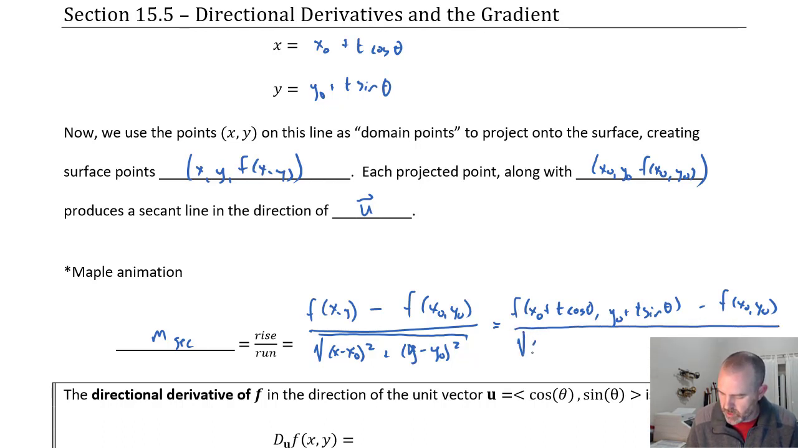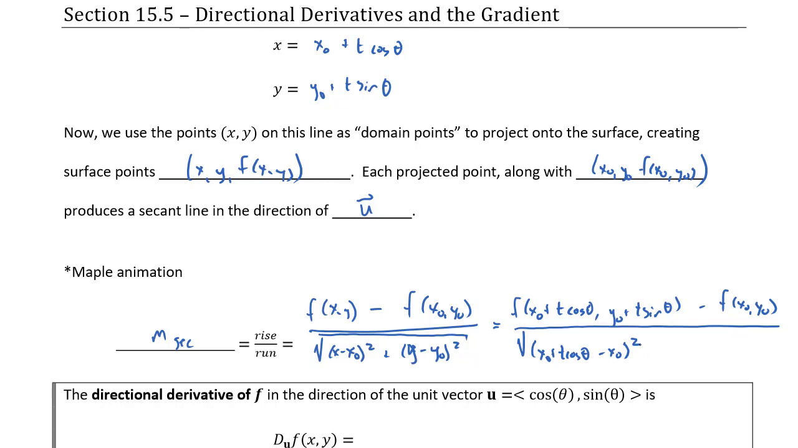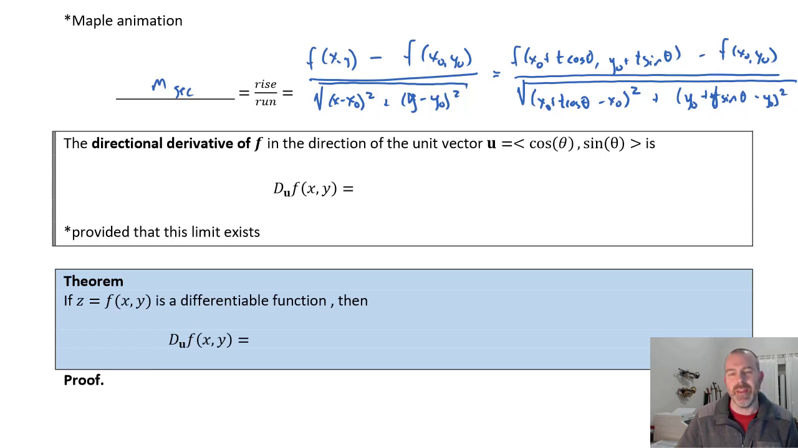If x is equal to x naught plus t cosine theta, and we subtract x naught, you can see we're just going to get t cosine theta. Then we square it. Keep in mind t squared cosine squared theta. Hold that thought. And then the y is y naught plus t sine theta minus y naught, squared. Can you see already what's going to happen in that denominator? You're going to lose the x naughts. You get t squared cosine squared theta. Then you get a t squared sine squared theta in the second one.